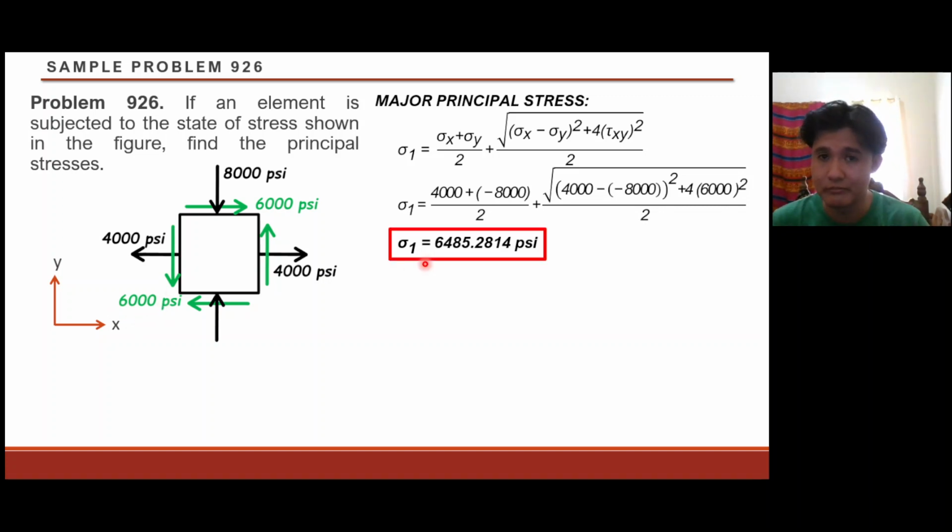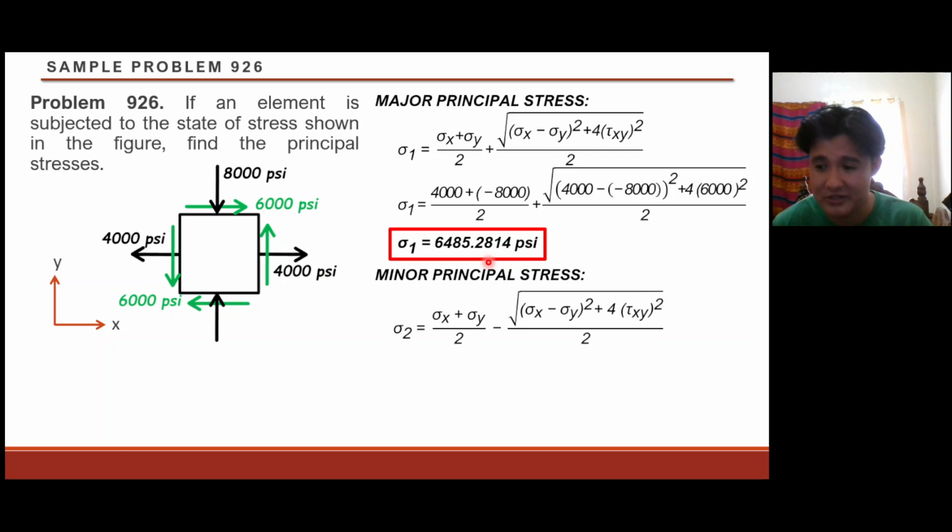So, this is now yung major principal stress natin. Okay? So, paki-check na lang sa mga notes nyo later on kung saan kayo nagkamali sa calculators nyo. But this would be yung sagot natin. Thank you for responding. 6,485.2814 PSI. And syempre, after that, we can solve for the minor principal stress.